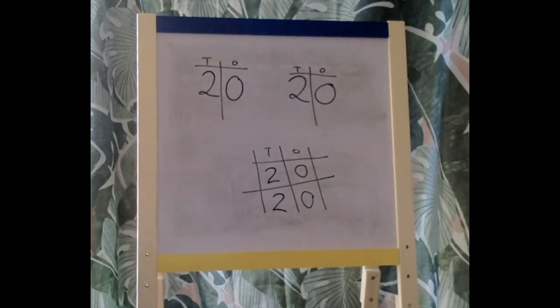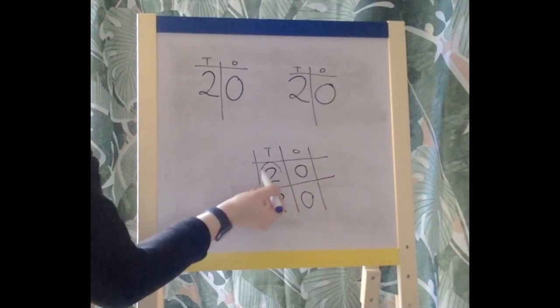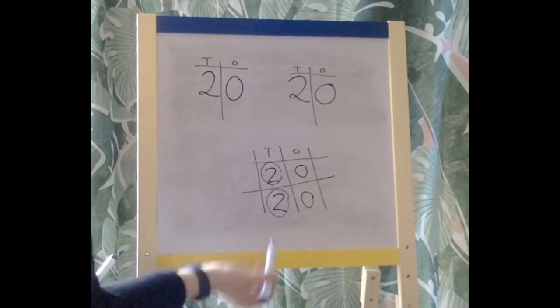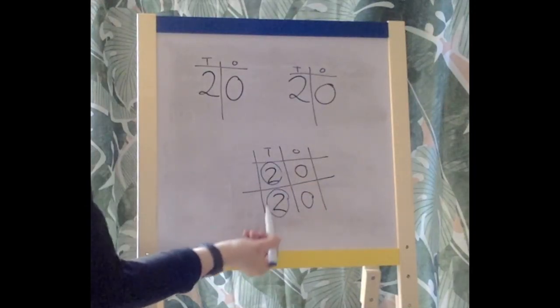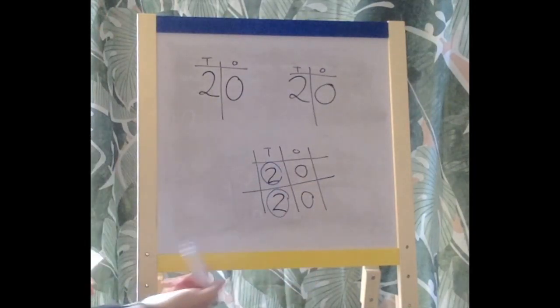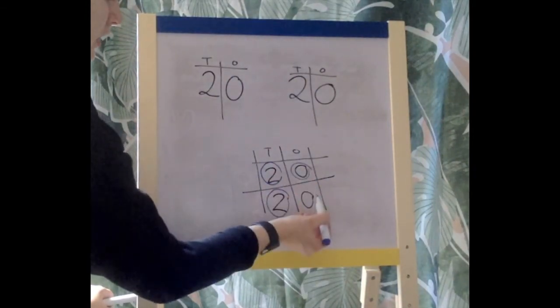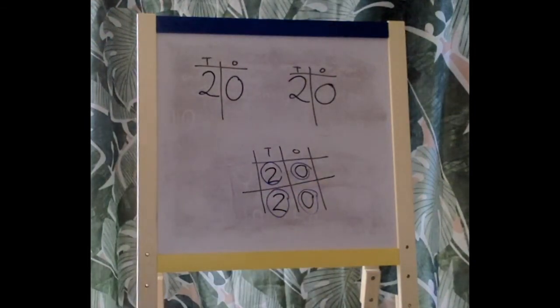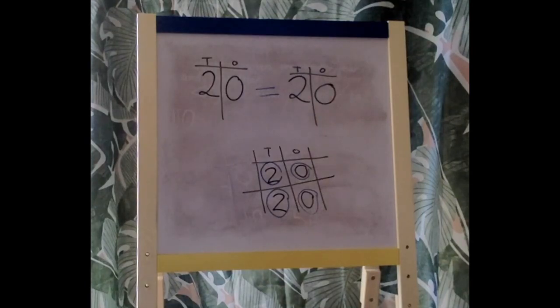Now we need to figure out which number is bigger. So here we've got a 2 in the tens and a 2 in the tens. That doesn't tell us much, does it? So we move to the right, so we always start from the left and go to the right to figure out which number is bigger. In the ones column, we've got a 0 and a 0. So these numbers are exactly the same. So when this happens, we write an equal sign like that.